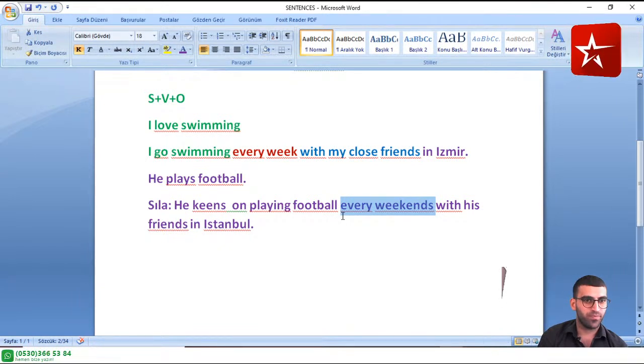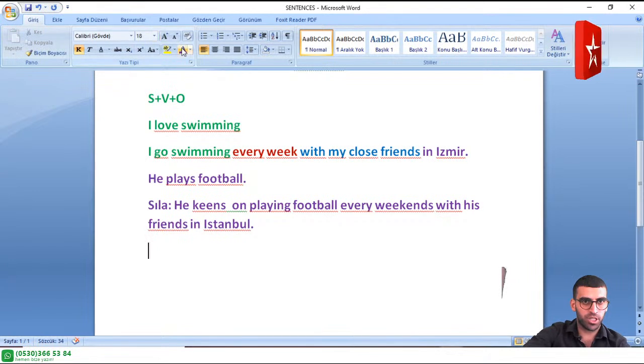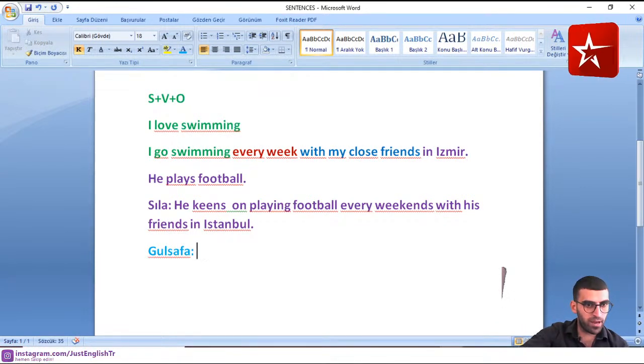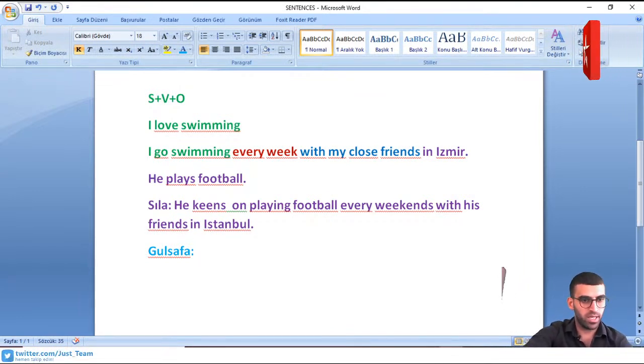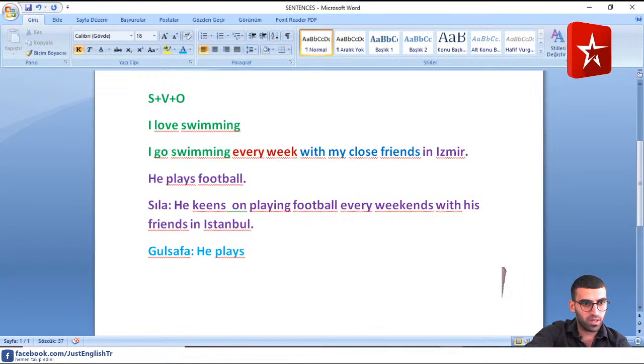Yes, we can use. And Gülsafa, let's continue with Gülsafa. Gülsafa says, let me write the Gülsafa sentence here, and let's change the color for Gülsafa. Gülsafa says he plays football every month with his brother and cousin in the stadium. Okay, he plays what? He plays football. All right. He plays football every month. Every month, good.